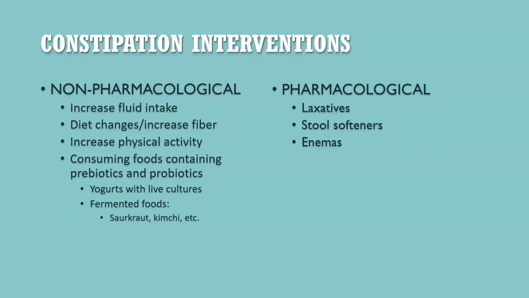And then for your pharmacological interventions, that would be laxatives, such as senna, or stool softeners such as Colace. And then in extreme situations, you'll see enemas, but likely not something you will be dealing with, but that is just one of the other PRNs that are prescribed for constipation.